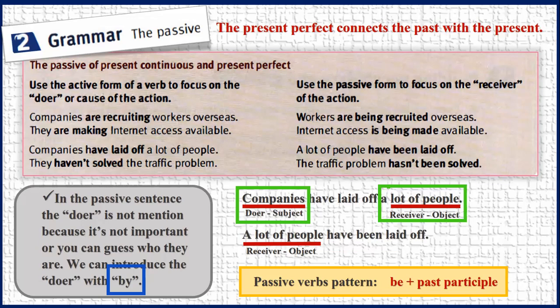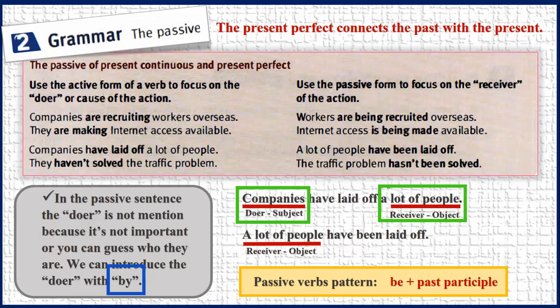Now, when we change to passive, the receiver of the action comes to the beginning of the sentence. A lot of people have been laid off. By who? We don't know. Probably companies, probably the boss, probably the country, the government, we don't know.